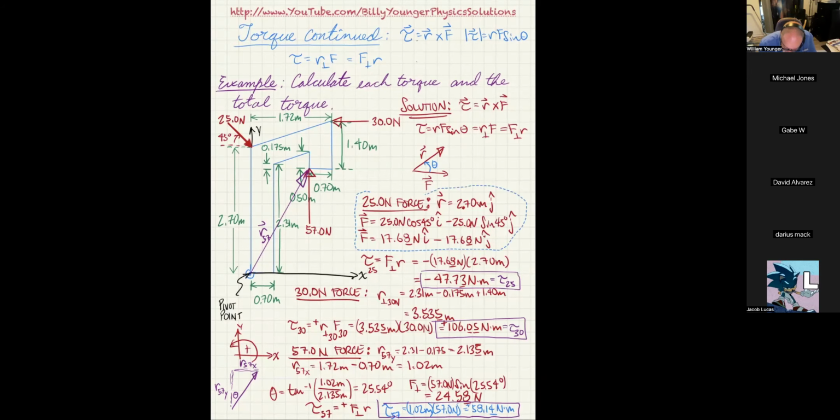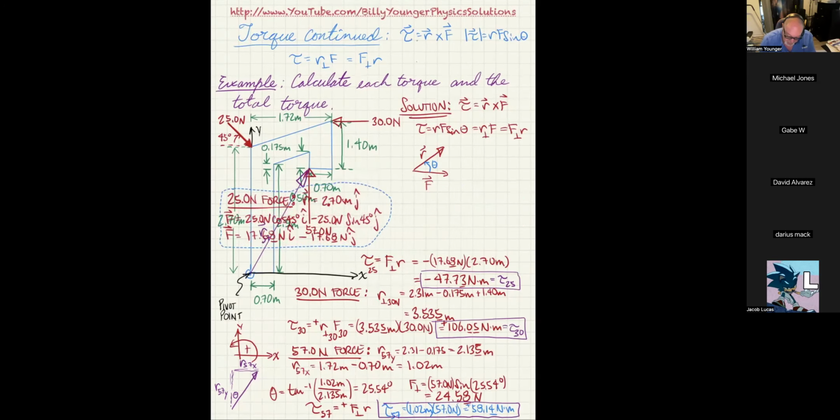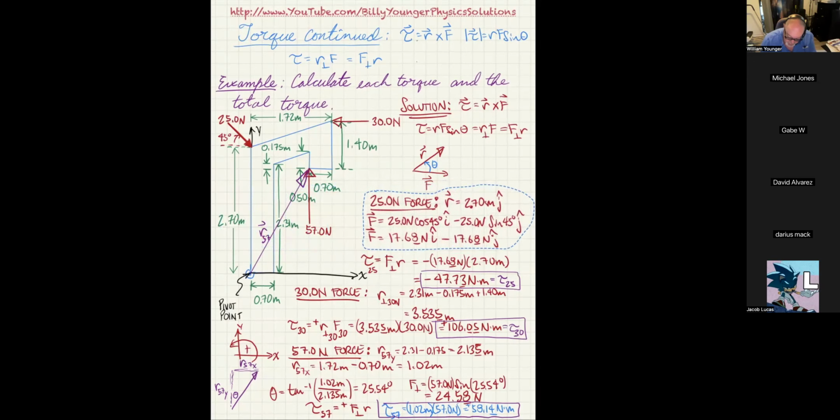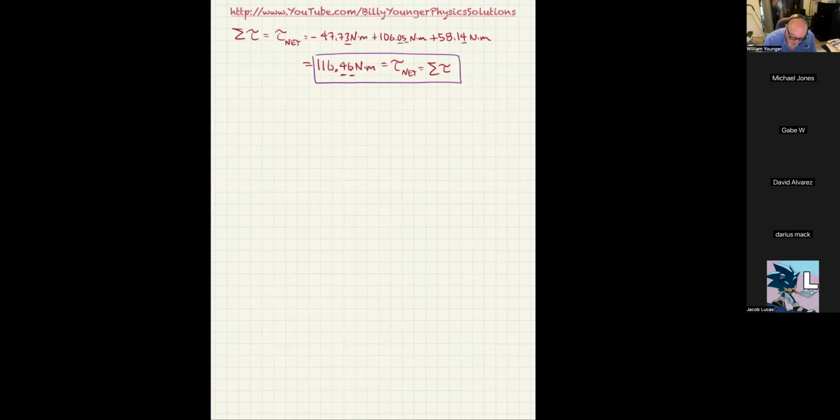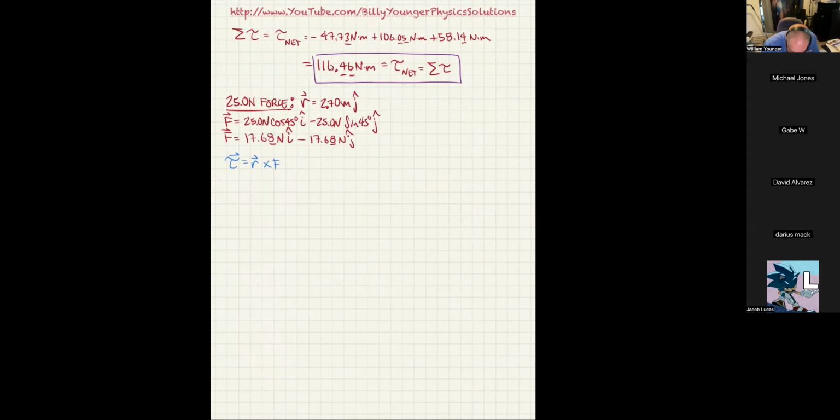So I'm going to lasso them, and I just asked it to copy that. Now I'm taking it, whoa, just moved it by mistake. Now I'm going to paste it right here on this page. So now I can say torque is equal to R cross F, and I'm going to write this in blue. So in this case, I'm going to say torque for the 25 Newton force is equal to.